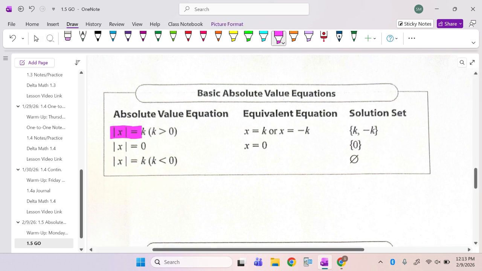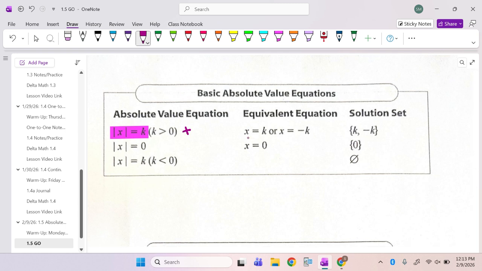if you take the absolute value of x and you set it equal to k, where k is greater than 0, so in other words, it's positive, your answer is going to be x is equal to k or x is equal to negative k. So in other words, let's say I had the absolute value of x is equal to 3. What two values could I plug in for x that if I evaluated would give me 3? -3 and 3. That's why you get k, you get the positive version of it and the negative version of it.